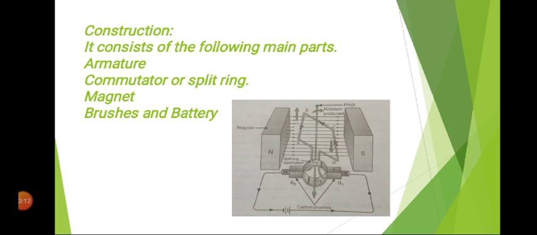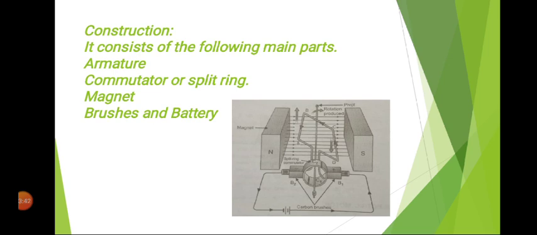Okay, now what is the construction of electric motor? I am going to tell you the main parts through which the electric motor can be constructed. That is, it has the following main parts: armature, commutator or split ring, magnet, brushes and battery.